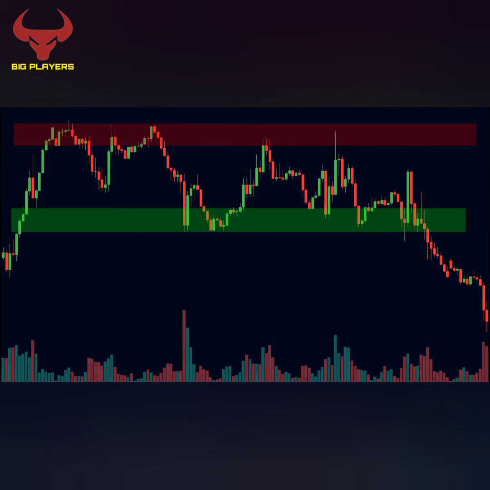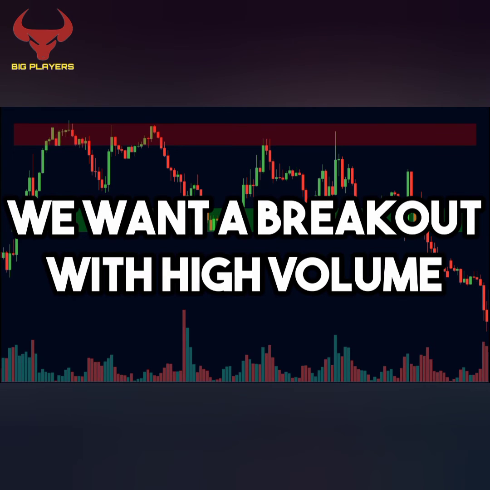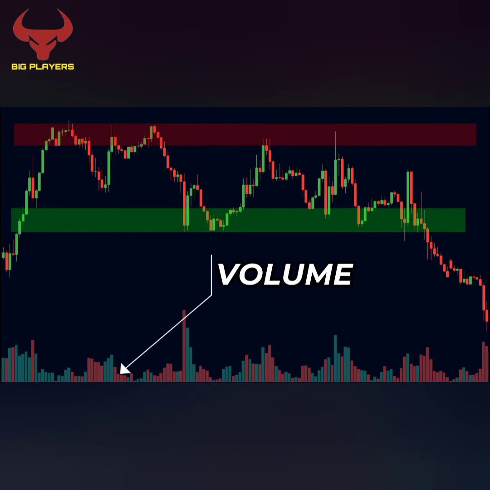Now, breakouts can often be false breakouts. In a false breakout, the price breaks out of a range, only to fall back into the range. So to avoid false breakouts, we will wait for a breakout with high volume. For that, we will use the simple volume indicator.